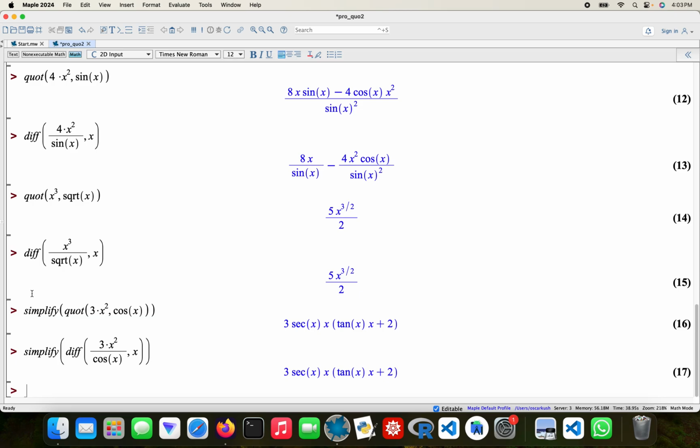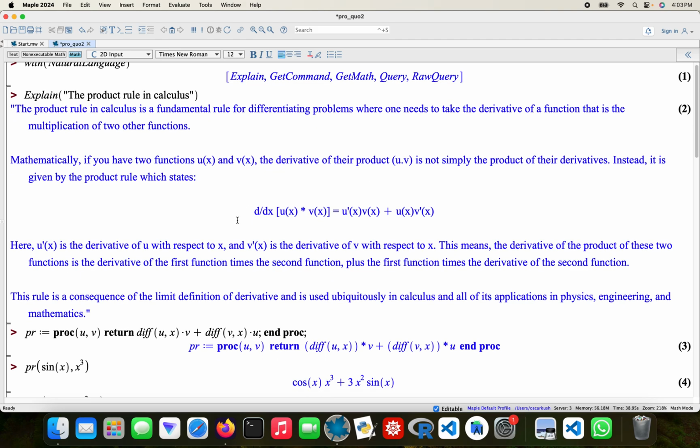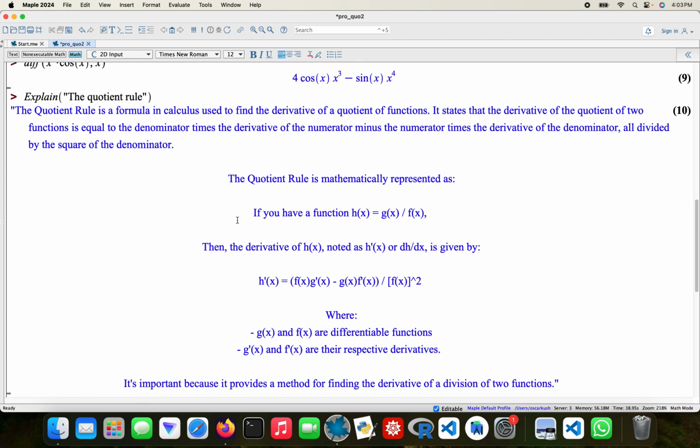So it was just a video working on calculus and creating functions: creating the product rule and the quotient rule, and then using some of the AI stuff in Maple, just getting explanations in relation to the functions that we're working with.